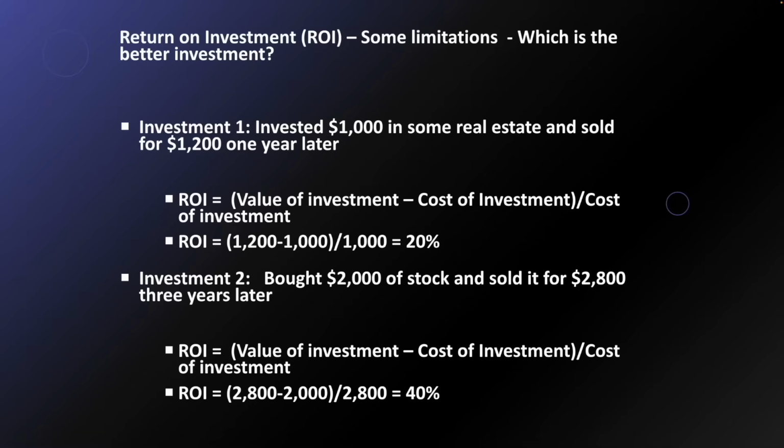But it is limited. So let's look at this example. In investment 1, you invest $1,000 in some real estate and sell it for $1,200 a year later. So your ROI is 20%.